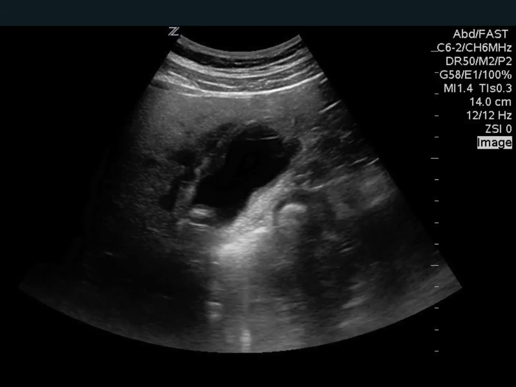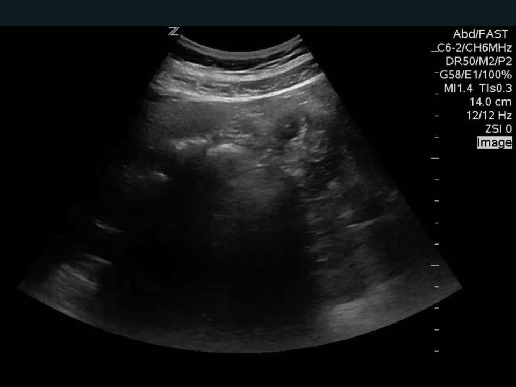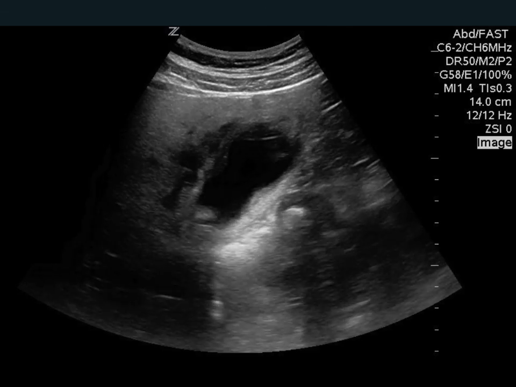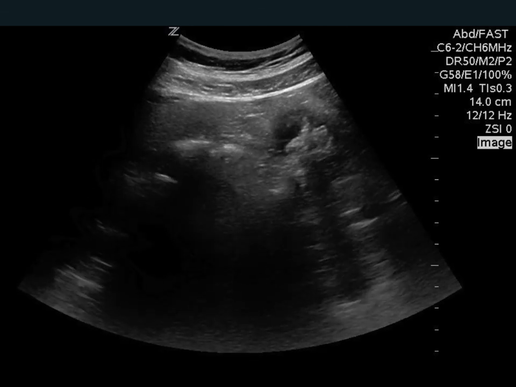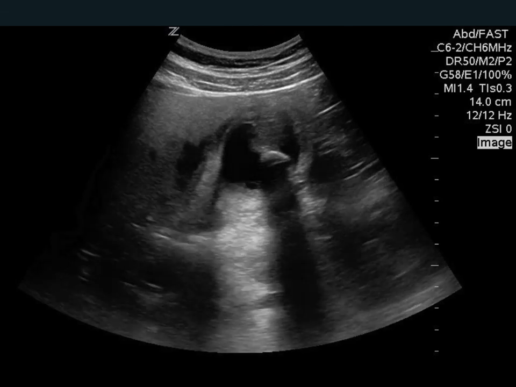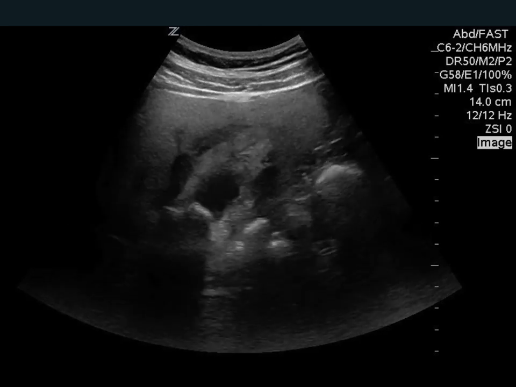Well, there are a number of them in the fundus. There's one that looks like it's the size of a small child's head, and then a couple smaller ones there. But if you miss it, there's actually one that's stuck in the neck of the gallbladder as well. So there are multiple gallstones, and the one we're most concerned about is that one down in the neck at the lower left part of the screen.